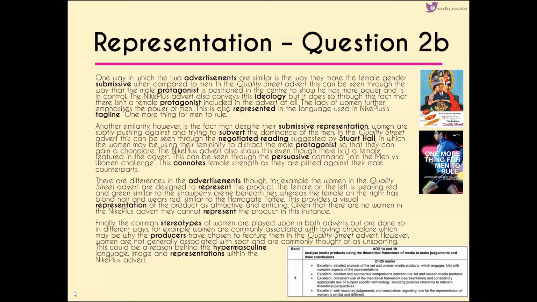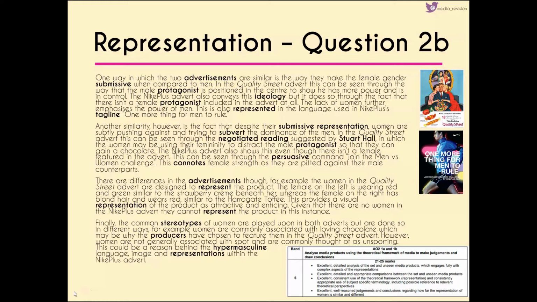One way in which the two advertisements are similar is the way that they make the female gender submissive when compared to men. In the Quality Street advert, this can be seen through the way that the male protagonist is positioned in the centre to show that he's got more power and is in control. The Nike Plus advert also conveys this ideology, but does so through the fact that there isn't a female protagonist included in the advert at all. The lack of women further emphasises the power of men. This is also represented in the language used in Nike Plus's tagline, "One more thing for men to rule."